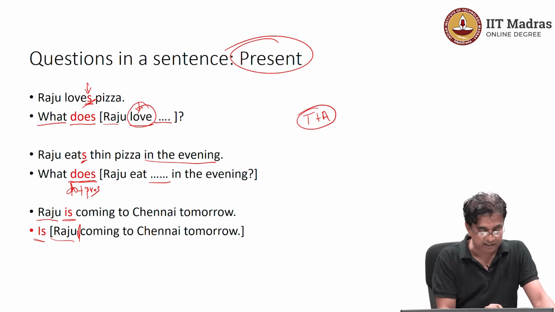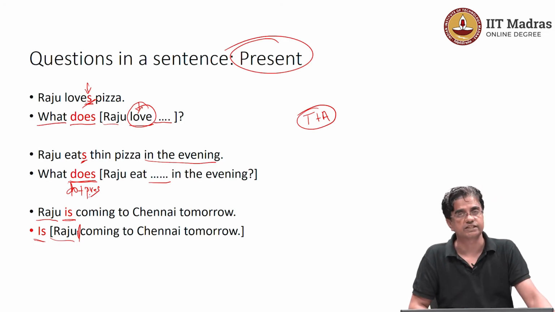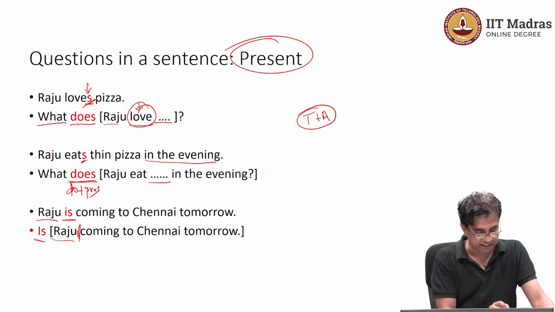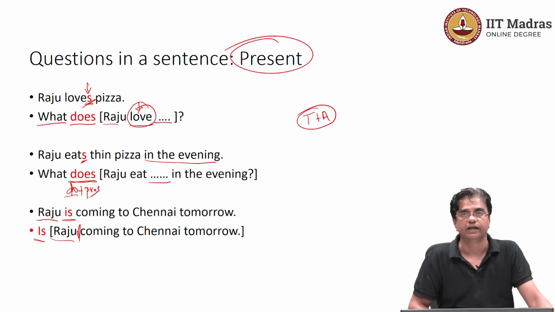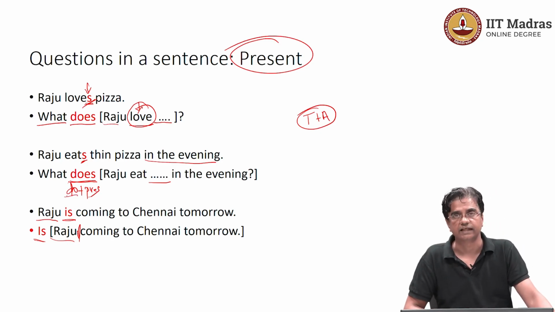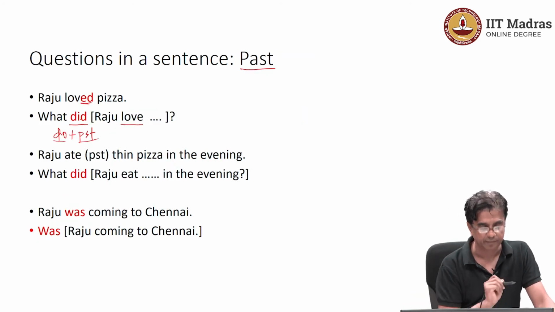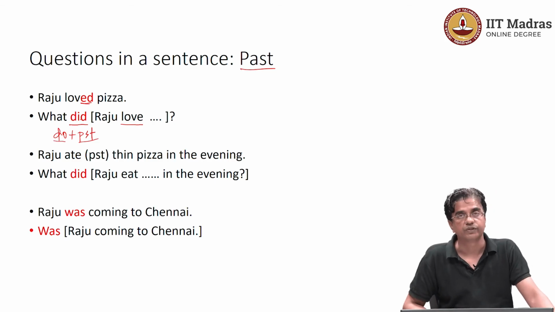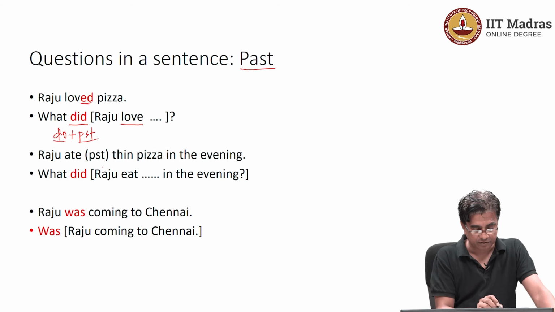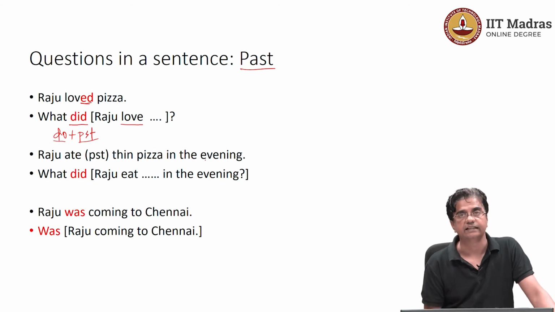So tense marking and agreement marking cannot stand on their own. So it needs the support of another word, and do functions in that capacity. Same thing is happening here. Do plus past becoming did. So the sentence is, what did Raju love? Raju ate thin pizza in the evening.